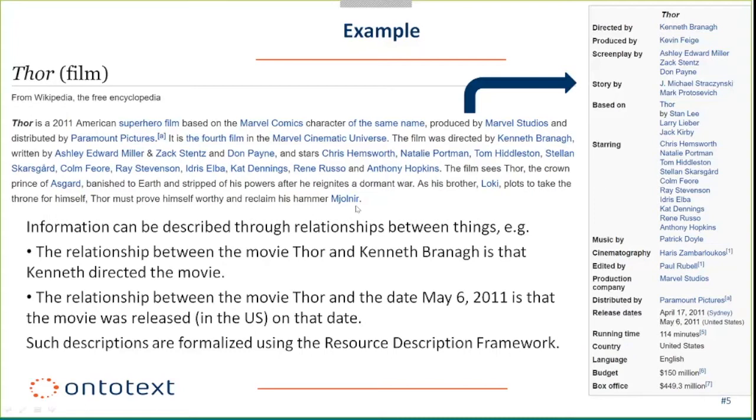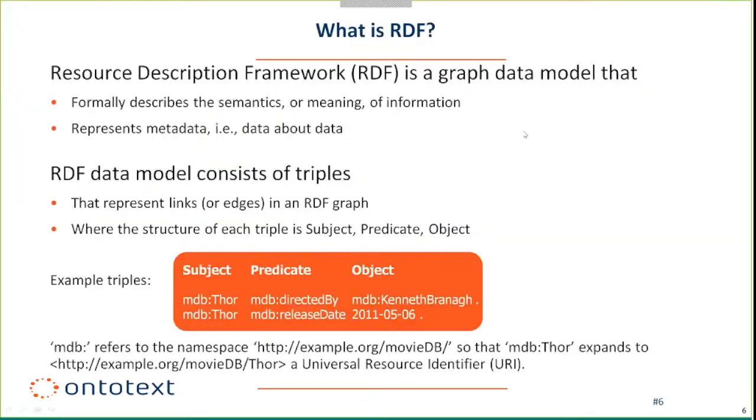And if you want to get a more formalized way of describing such descriptions, a useful tool is to use the resource description framework, as it's a standard set by the World Wide Web Consortium, or W3C for short. So what is RDF? It's a graph data model that formally describes the semantics or the meaning of the information. It represents metadata. Metadata is the data about your data. And the data model consists of triples. Those triples represent links in the graph.